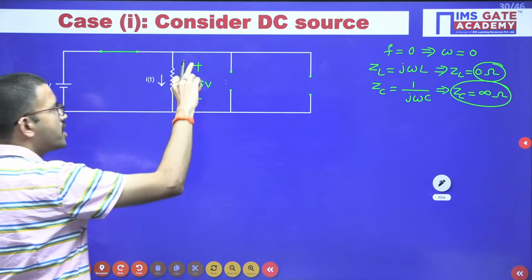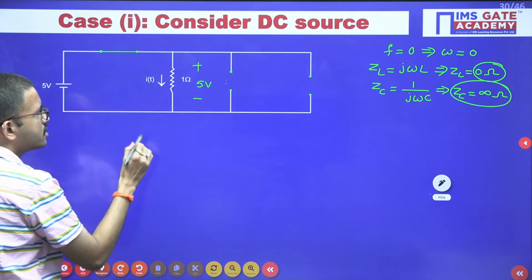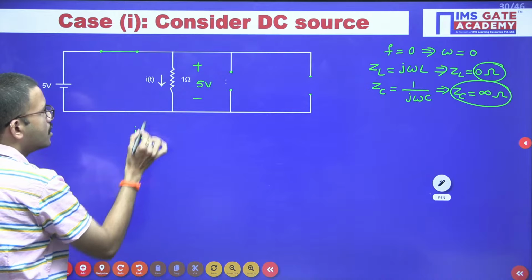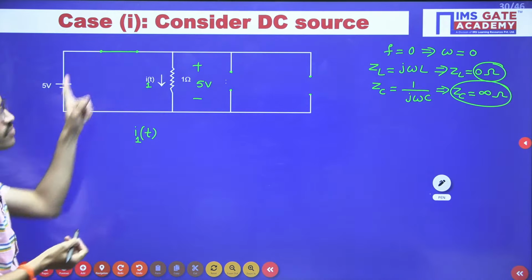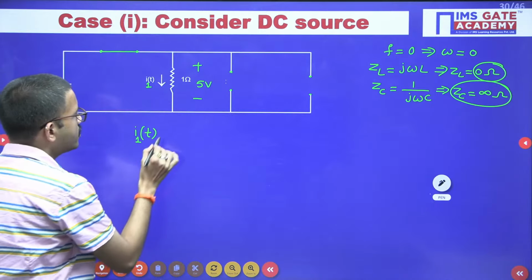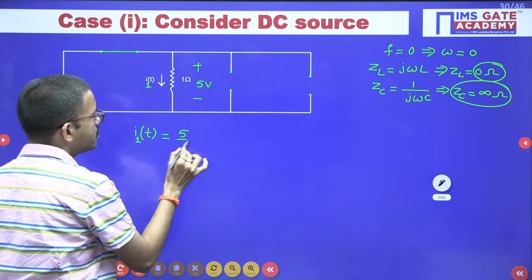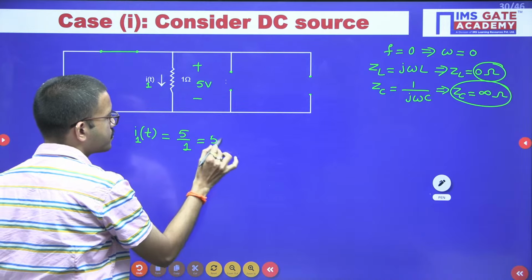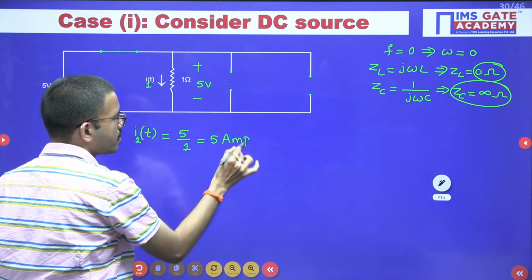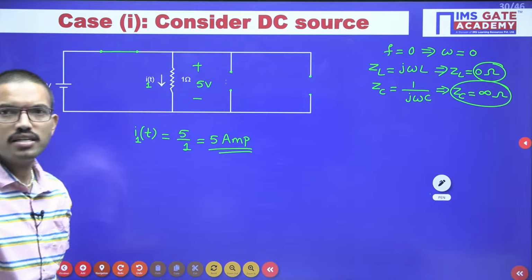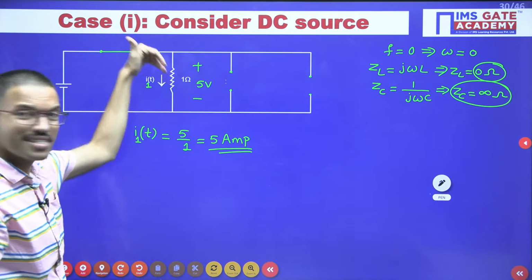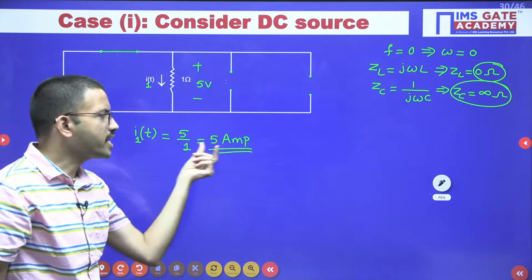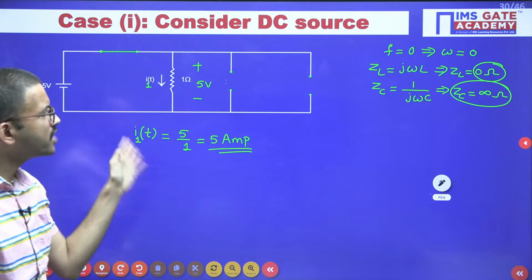Okay, so here you are having 5 volt and a 1 ohm resistor, so you can calculate I of t. For the time being I am considering I1 of t, because I have considered case 1, right? So I1 of t equal to 5 divided by 1, that is nothing but 5 ampere. I hope all of you are getting the clarity. When we have considered only the DC source, in this 1 ohm resistor, 5 ampere current flows. Now let us do the other case.